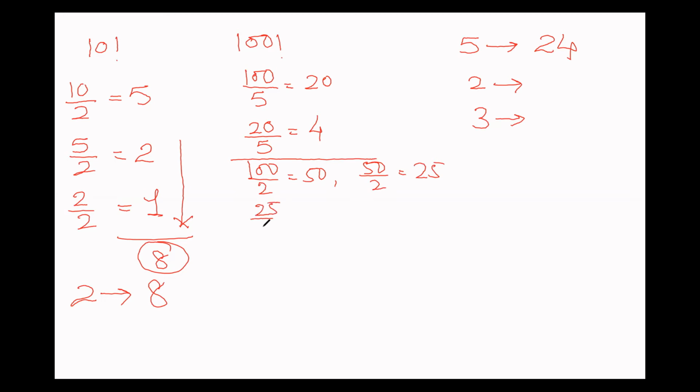25 by 2 is going to be 12.5. I will consider it as 12. 12 by 2 is 6. 6 by 2 is 3. 3 by 2 is 1.5, so I will take it as 1. And further division is not possible.